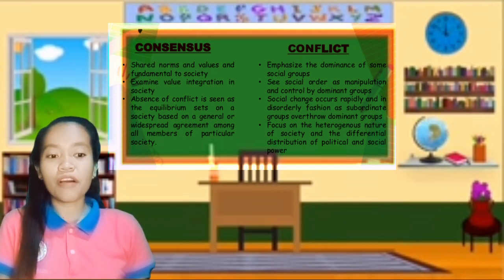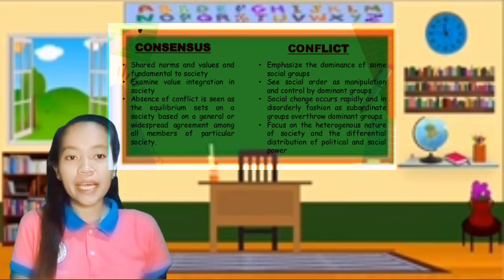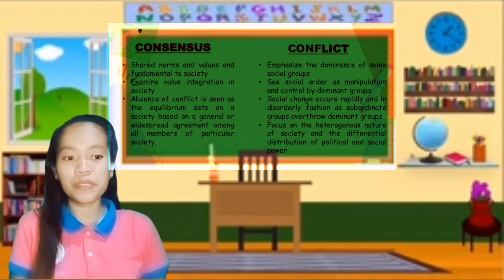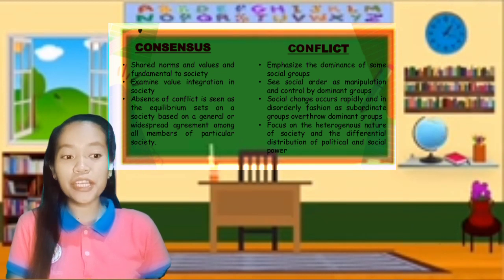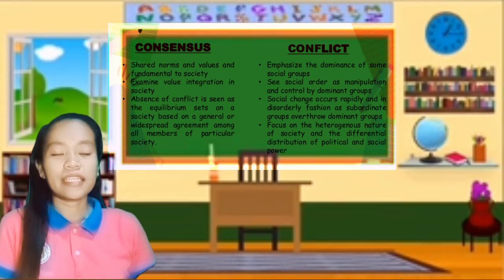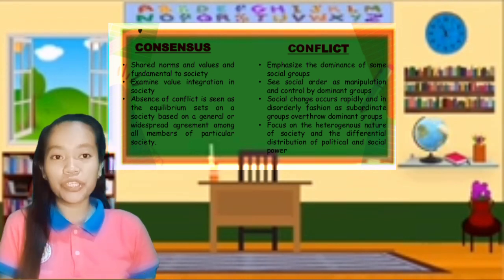And last, absence of conflict is seen as the equilibrium of a society based on a general or widespread agreement among all members of a particular society. Conflict emphasizes the dominance of some social groups, seeing social order as manipulation and control by dominant groups. Social change occurs rapidly and in disorderly fashion as subordinate groups overthrow dominant groups. And last, it focuses on the heterogeneous nature of society and the differential distribution of political and social power.